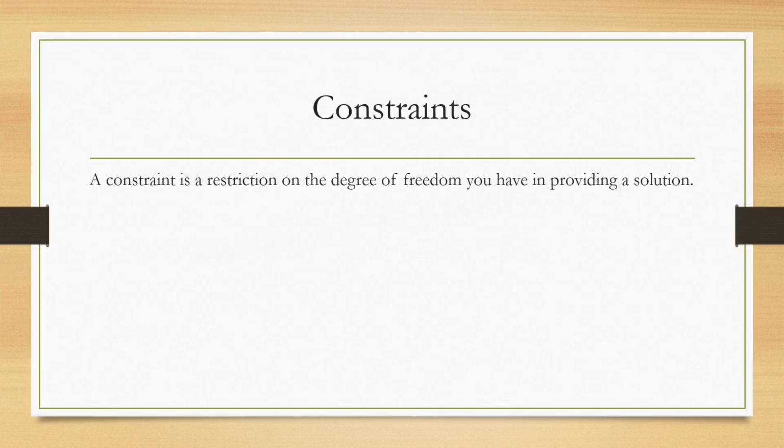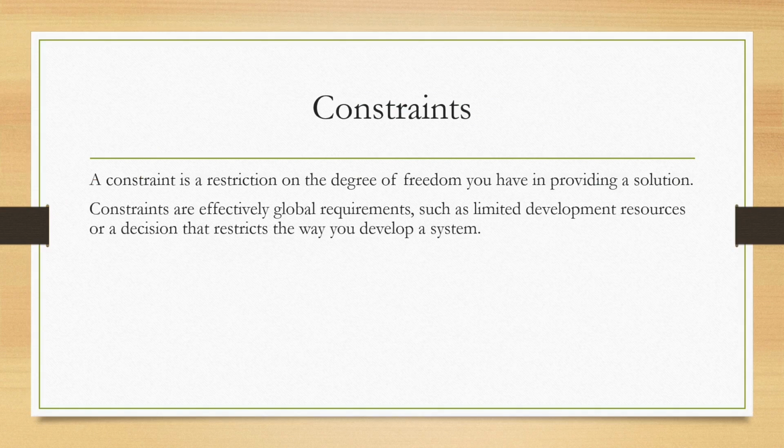So a constraint is a restriction on the degree of freedom you have in providing a solution. Constraints, they're effectively global requirements. So they're things that maybe exist for limited development resources or a decision that restricts the way that you develop the system. Constraints can be related to things like economic or money. You might have no money to develop this solution. It could be political.